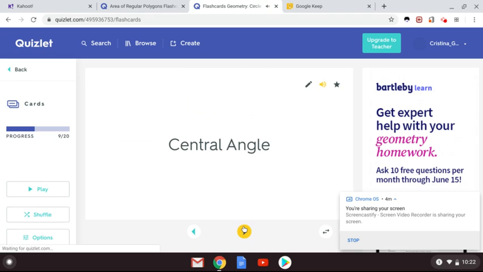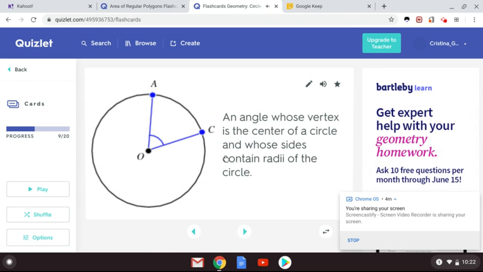Central angle: an angle whose vertex is the center of a circle and whose sides contain radii of the circle. Very important. I like to remember it as the central angle, if it's center. So the central angle has the vertex at the center, and then the sides are formed by the radii.